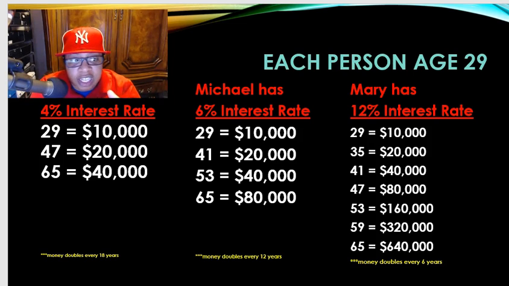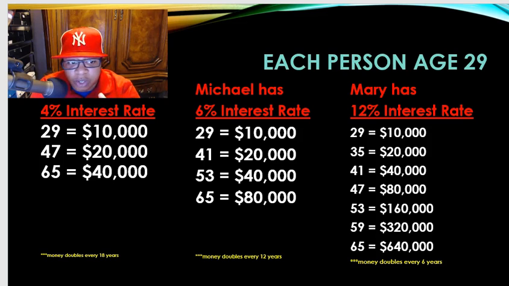So John has a 4% interest rate. And what you're going to do is take 72 and divide that by 4. And that means that every 18 years, John's money doubles. So at 29, we started him with 10,000. 18 years later, at 47, he'll have 20,000. It doubled. And then 18 years later, at 65, he has $40,000.